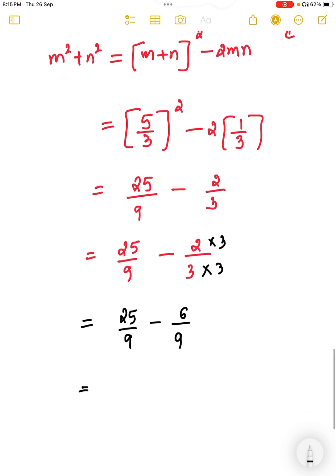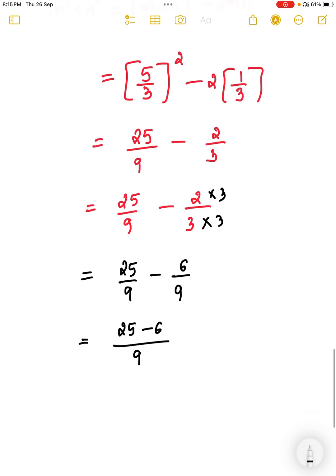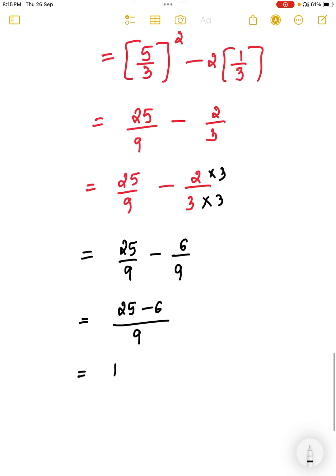So we have got the denominator the same. Now I'm going to subtract 25 minus 6. 25 minus 6 is 19, so 19 by 9 is the value of m square plus n square.